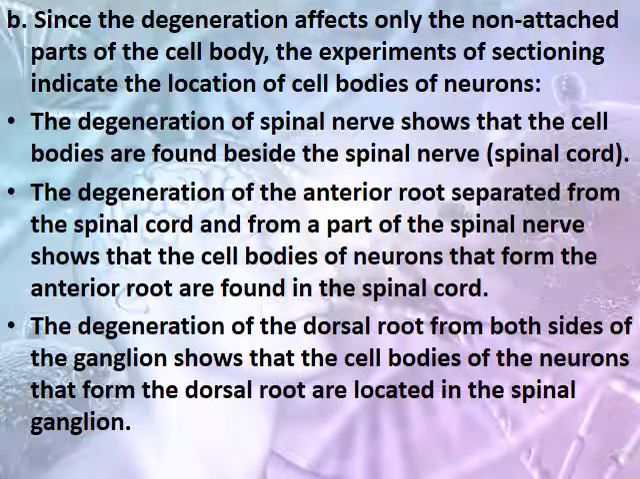Part B: you have to analyze the experiments of Bell and Magendie to deduce the localization of the cell bodies of the neurons. Since degeneration affects only the part not attached to the cell body, the sectioning experiment indicates the location of the neurons. The degeneration of the spinal nerve showed that the cell bodies are found beside the spinal cord. Degeneration of the anterior root, separated from the spinal cord and from a part of the spinal nerve, shows that the cell bodies of the neurons that form the anterior root are found in the spinal cord. The degeneration of the dorsal root on both sides of the ganglion shows that the cell bodies of the neurons that form the dorsal root are located in the spinal ganglion.